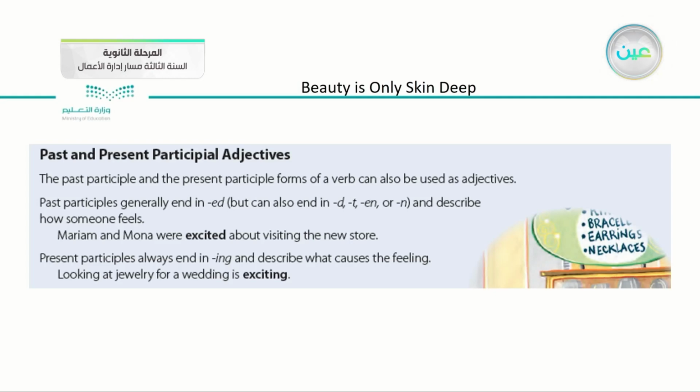Past participles generally end in -ed. We have talked about this in the previous part, but they can also end in d, t, en, or n and describe how someone feels. Mariam and Muna were excited about visiting the new store. Present participles always end in -ing and describe what causes the feeling. So in the first part, we are describing how people feel, and in the second part with the -ing, we are saying what causes that feeling. For example, looking at jewelry for a wedding is exciting. So this is the cause of our feeling.